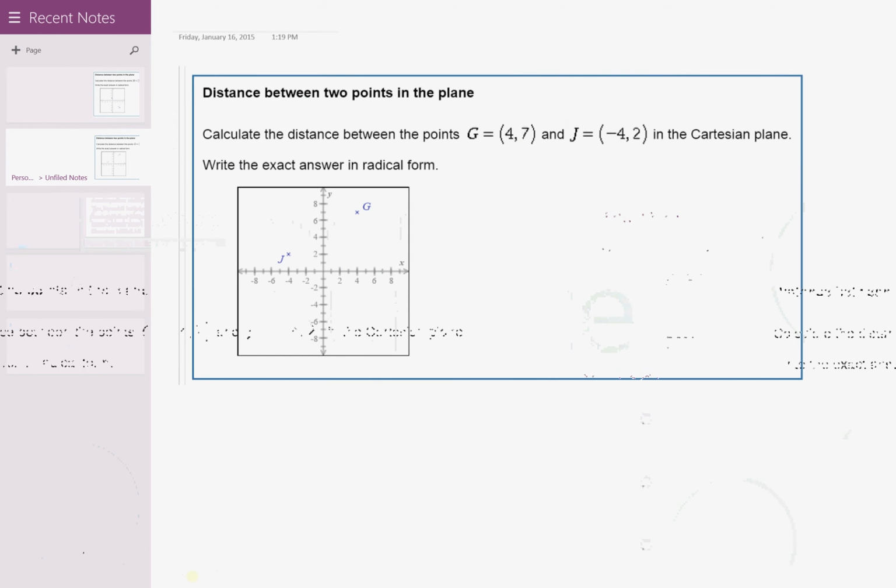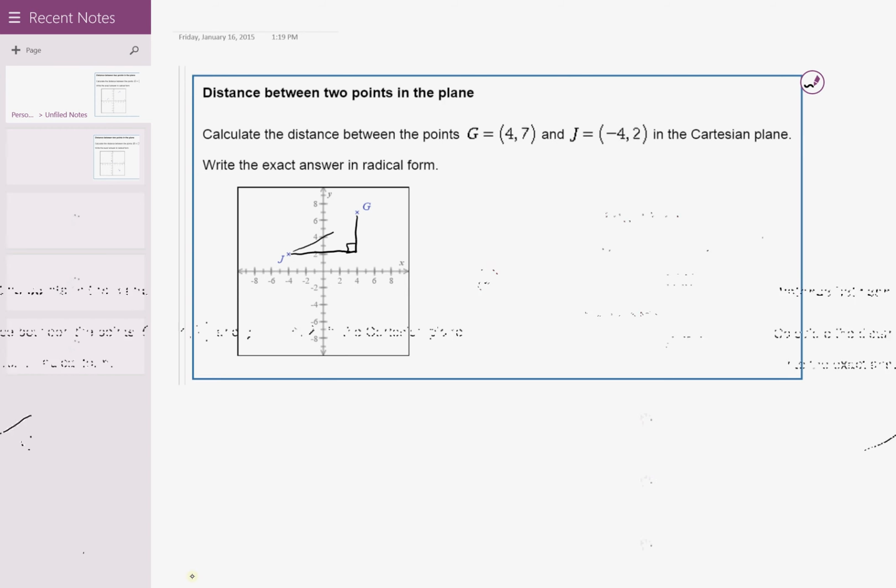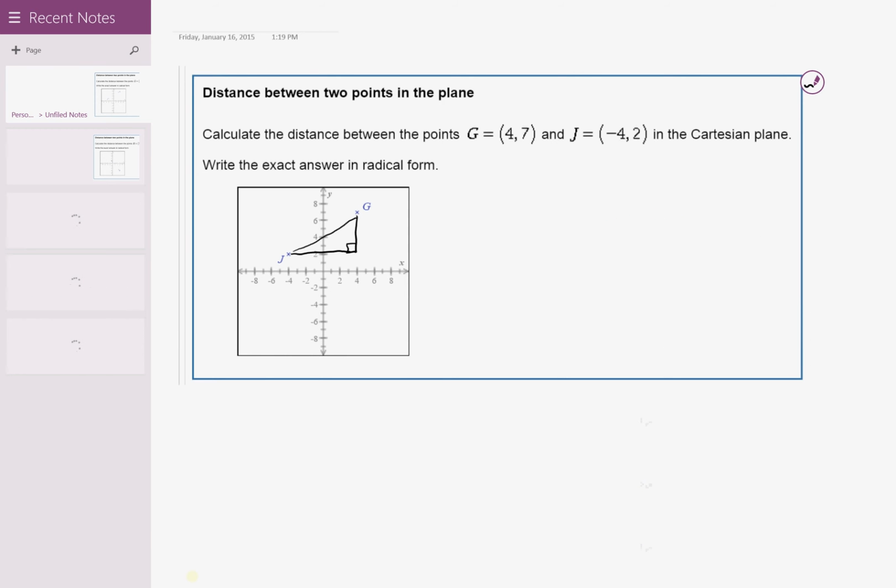We want to find the distance between 2 points in the plane, and this is an application of the Pythagorean theorem. If I draw a line here and a line here, that is a right triangle. And this is the hypotenuse. The distance is the hypotenuse of a right triangle, where one leg is the change in x, and the other leg is the change in y.